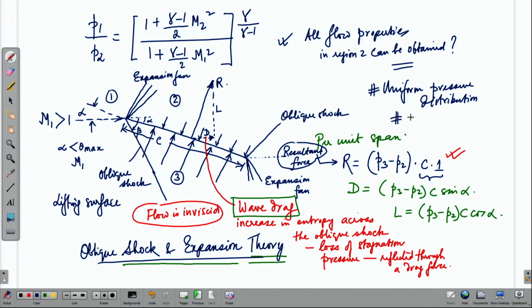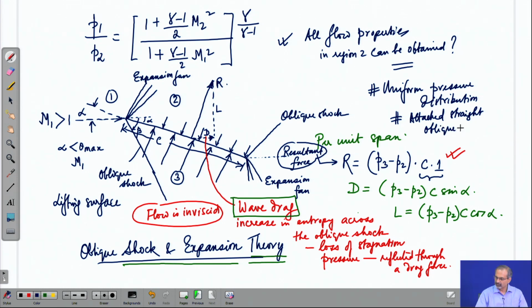Moreover, we recall that we had attached straight oblique shocks, which means that the flat plate was not at a significant angle of attack, which would make the shock get detached and move away and become curved from the flat plate. In such a situation, the calculations would become much more complicated, and a simple theory based on straight oblique shock and expansions would not work. So, we are working within the purview of small deflection angles.